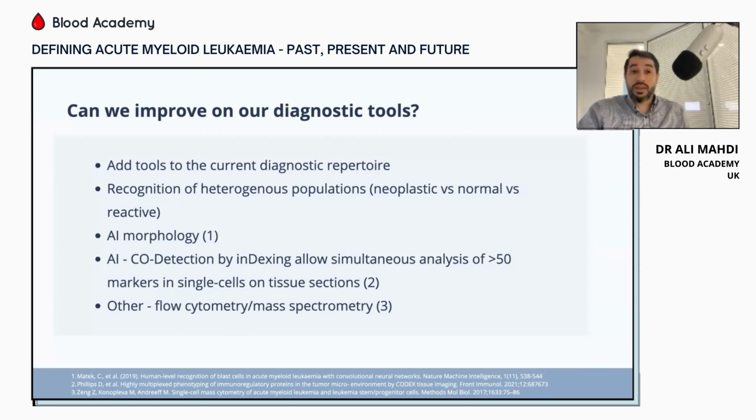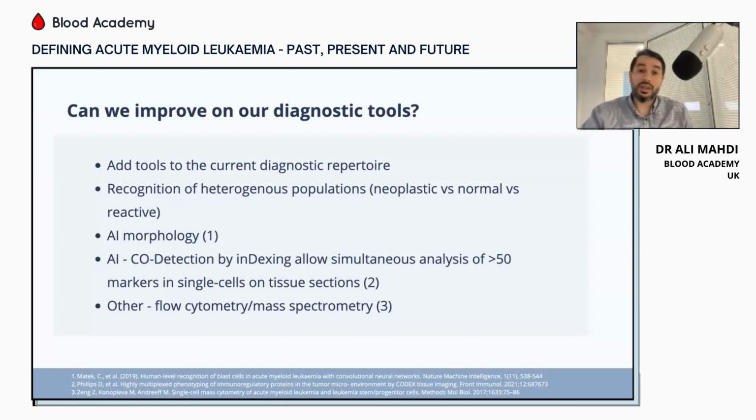One way that we can use these newer technologies is to try and define our blast population with greater accuracy. So this is the recognition of a heterogeneous population, showing that these cells are truly malignant or neoplastic, as opposed to being normal or reactive in origin. There's an increasing recognition that artificial intelligence will play a significant role, and that can be done using image analysis. So using various different AI algorithms to define what a blast is. And there are various different things that can be done as well.